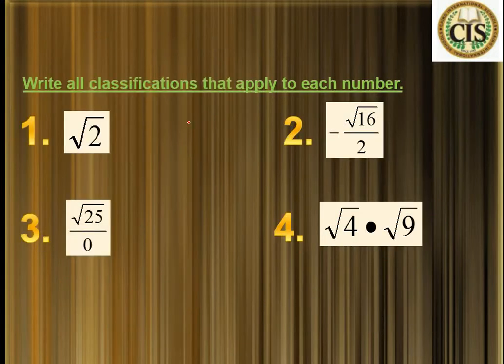Write all classifications that apply to each number. Root 2: real and irrational. Very good. Simplify first and get the answer.